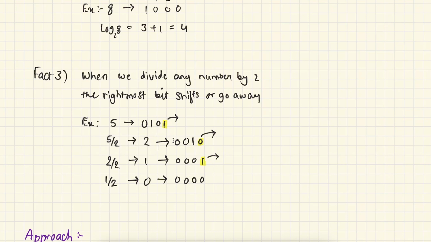And the binary representation of 2 is 0010. It means this bit is gone now, or we can say this bit shifted to right, and all the remaining bits also shifted to right. So we get 0010. And if we again divide 2 by 2, we get 1, and the binary representation of 1 is 0010. So now this bit shifted to right, and if we again divide 1 by 2, we get 0. Now this bit shifted to right and we get 0000.